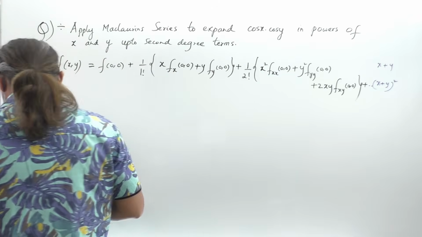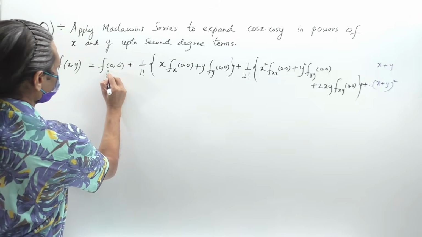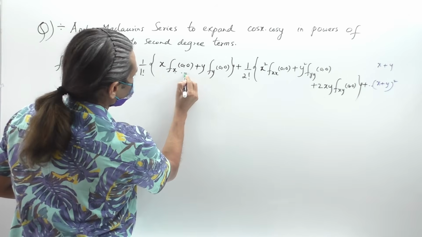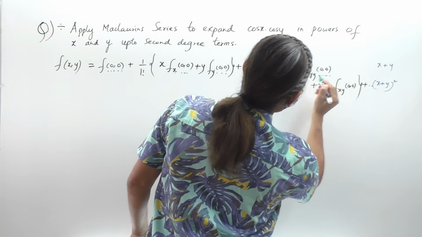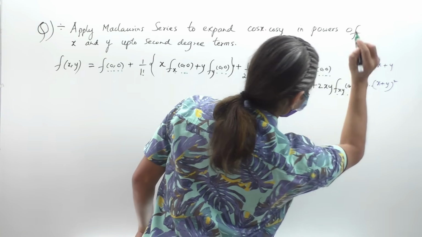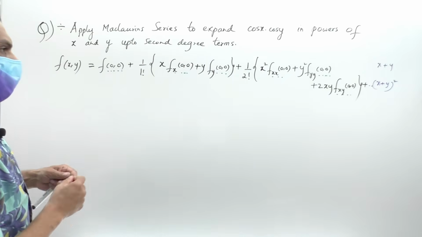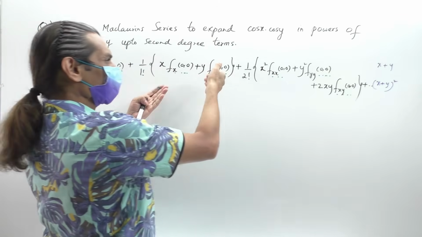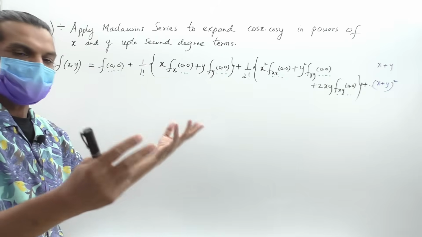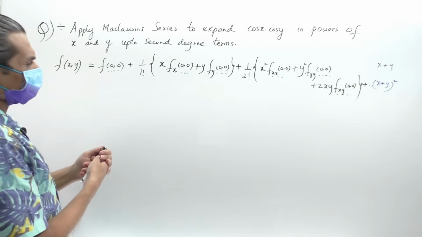That means you have to only find these terms: f at 0 comma 0, fx, fy at 0 comma 0, f double xy, f double x, f double y and fxy at 0 comma 0. Find the derivatives, put the value 0 comma 0 and enter in the formula. That's all. Okay, so how to go about it now?